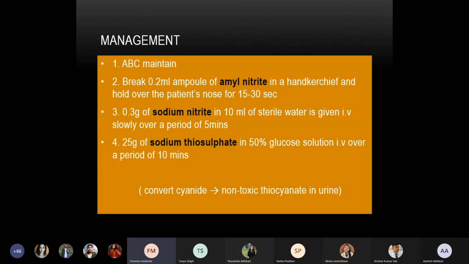The next one is 0.3 gram of sodium nitrite mixed in 10 ml of sterile water, and it should be given IV over a period of 5 minutes. The third step is 25 gram of sodium thiosulfate mixed in 50% glucose solution, and it should be given over a period of 10 minutes. So amyl nitrite, sodium nitrite, and sodium thiosulfate are the antidotes of cyanide poisoning. And besides that, symptomatic treatment.